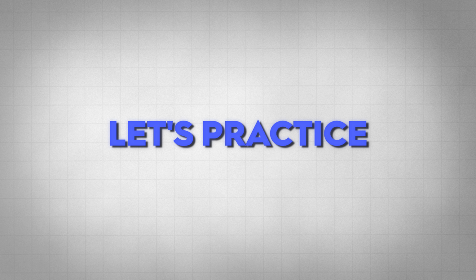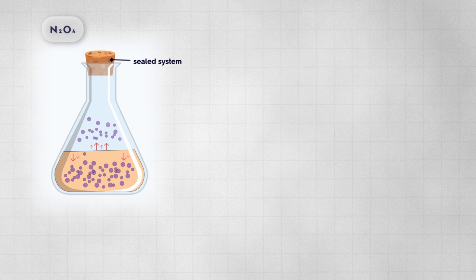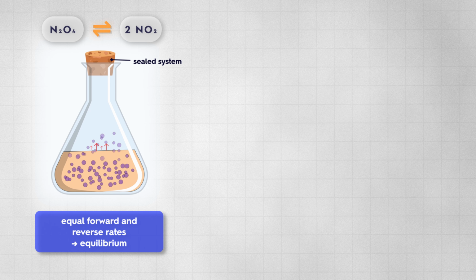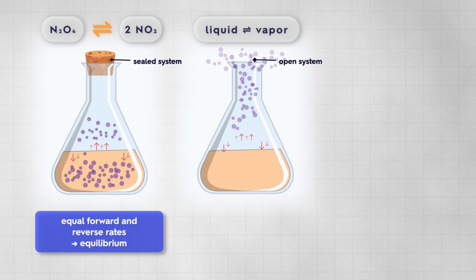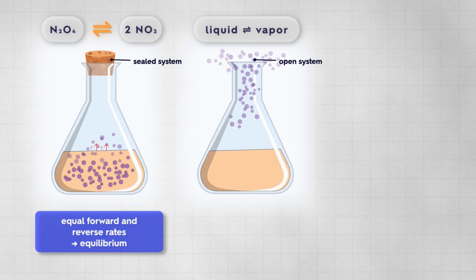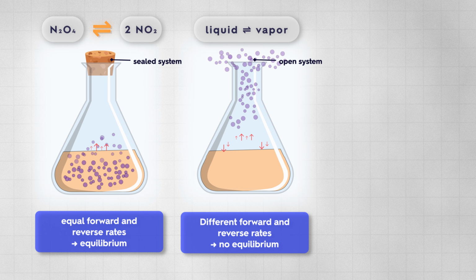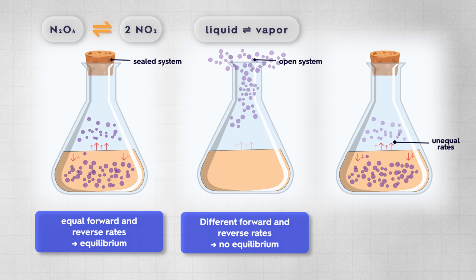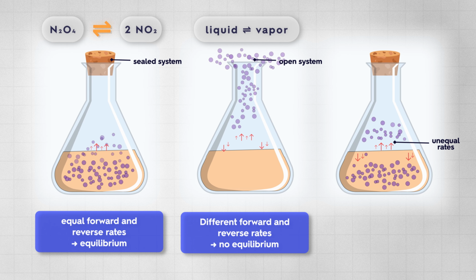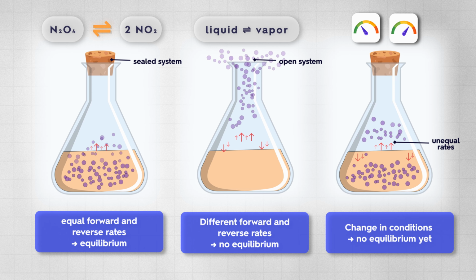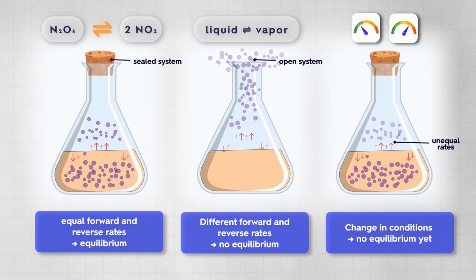Let's practice with the two examples we've seen. In a sealed container, dinitrogen tetroxide and nitrogen dioxide reach equilibrium when the forward and reverse rates are equal. With liquid and vapor in an open beaker, vapor escapes. The reverse can't keep up, so it's not equilibrium, even if the color looks steady in the dinitrogen tetroxide or nitrogen dioxide system. If the rates aren't equal under the new conditions, it's not at equilibrium yet.